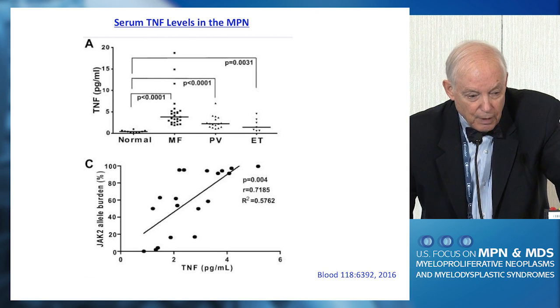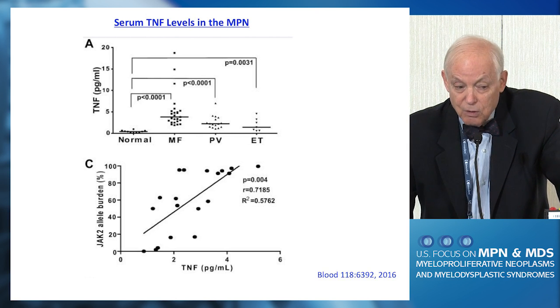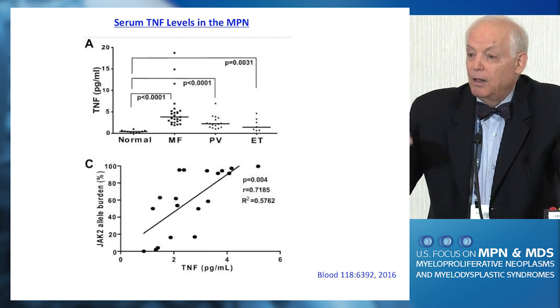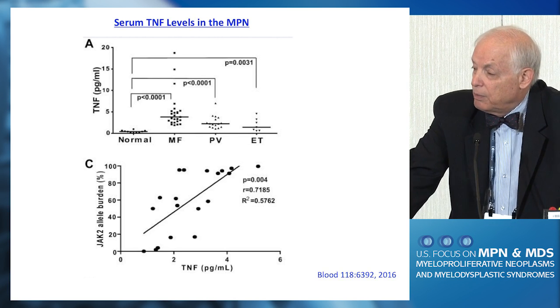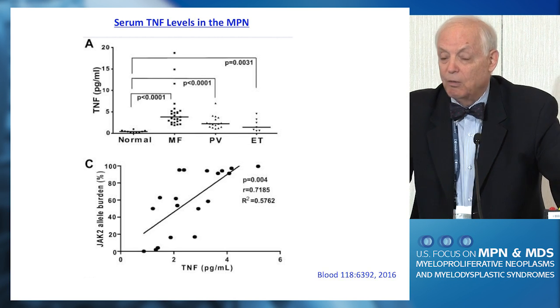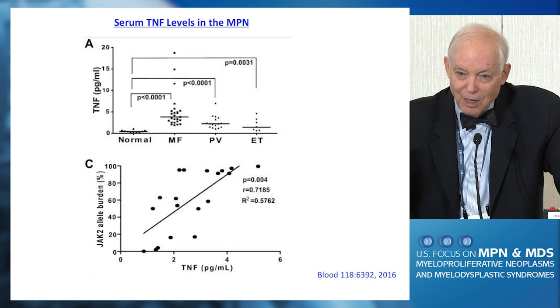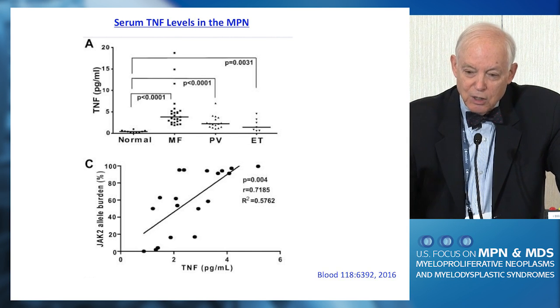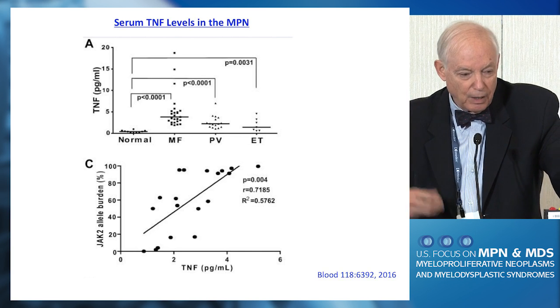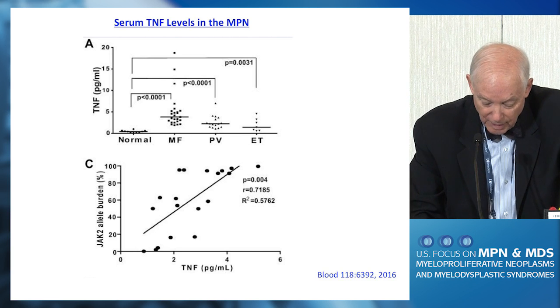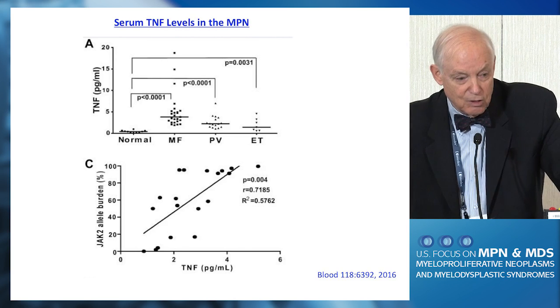And here's the JAK2 allele burden, and here's the TNF levels. You can see it's a really nice correlation. The higher the JAK2 allele burden, the more TNF. And so how does that happen? Well, for a couple of reasons. One, you're going to have more cells that have the mutation, and they will be making TNF. So that's the main reason. And they'll be telling other cells to do this too.